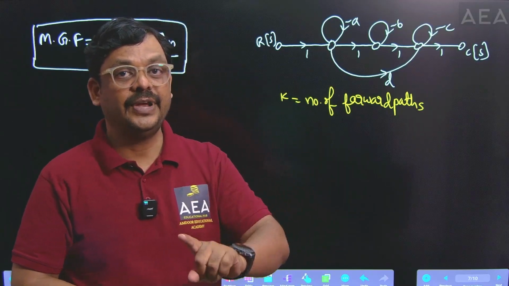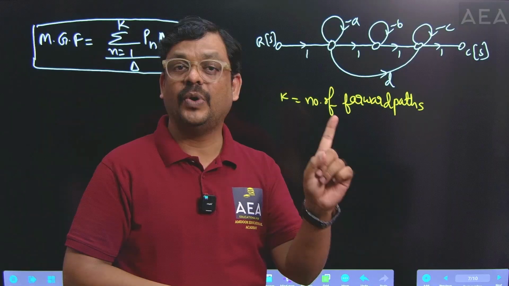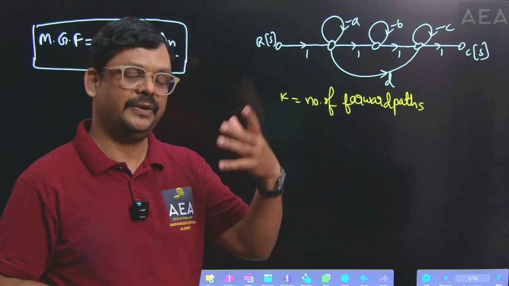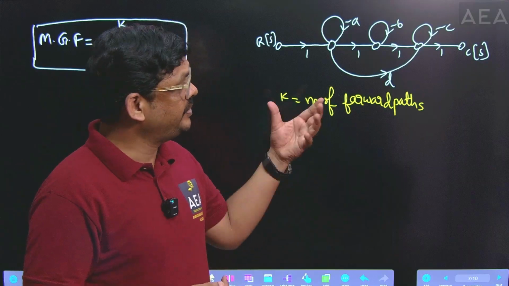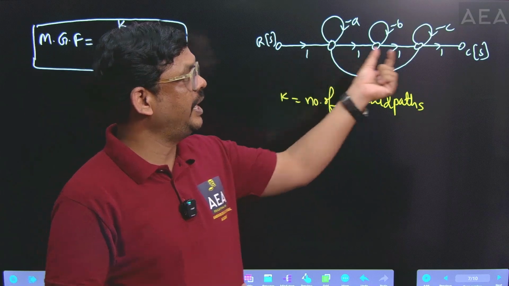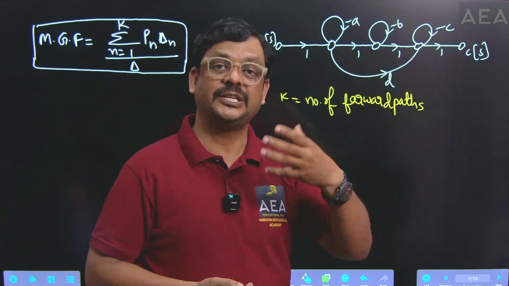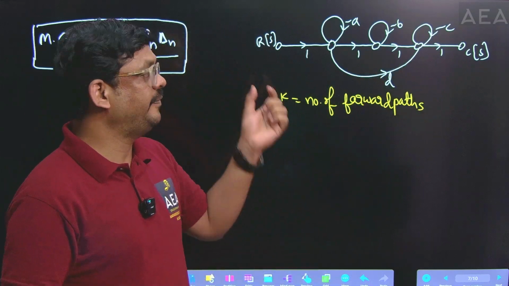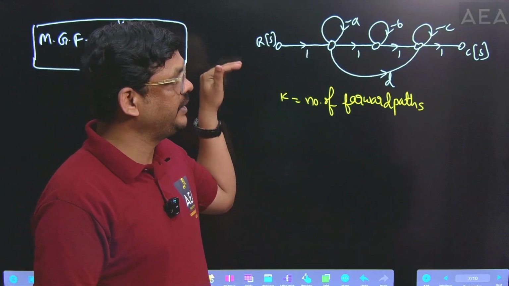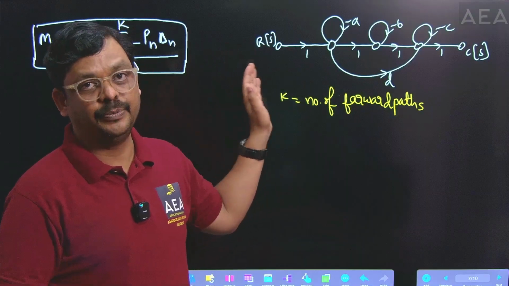So at a time we have to take only one input and one output from a multiple input and multiple output system. That part I will explain in the next videos. First of all, here I will explain a single input and single output system only. So one input is there and one output is there. C of S always explains the output of the system and R of S explains the input of the system. So we have to identify the number of forward paths from the input to output.